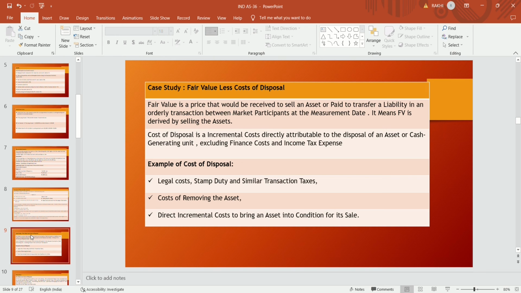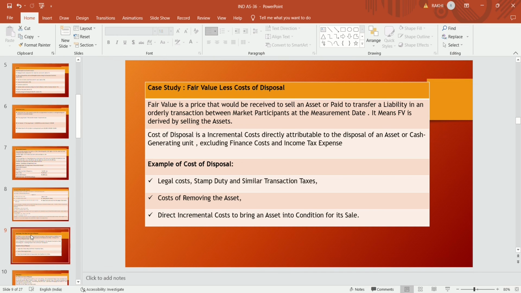Orderly transaction at a measurement date. And cost of disposal means an incremental cost which is directly dependent on the sale of the asset or cash generating unit, but cost of disposal of the asset does not include finance cost and income tax expenses.